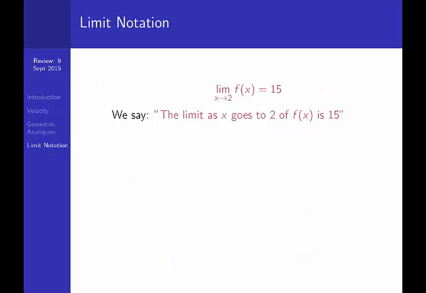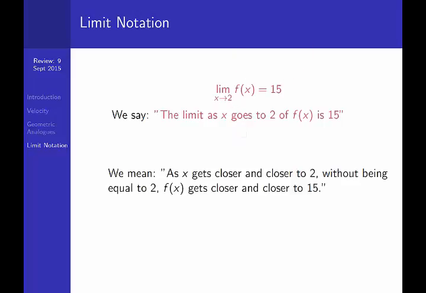We're going to use in the next class this notation of a limit, and I just want to go over the notation. This funny line on the top means the limit as x goes to 2 of f of x is 15. Remember, we have some function and it depends on x or whatever variable. So as x changes, the output of the function changes. And what we're trying to describe is that as x gets closer and closer to 2, my function gets closer and closer to 15.